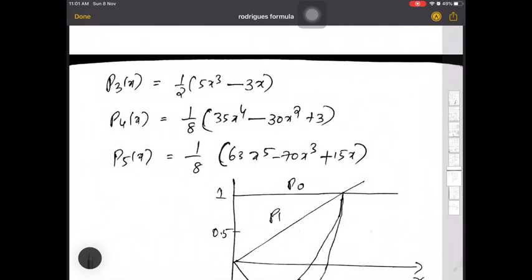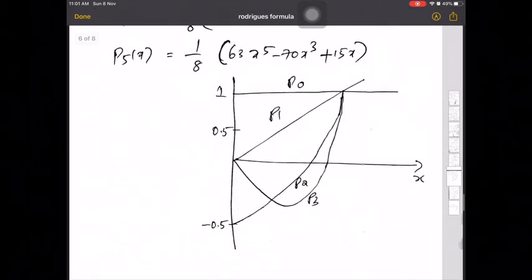Also, you can plot this. P0 is 1, the value of P0 is 1, so that's why you are getting a straight line here. P1 is x, so that's why you get a straight line like this. Okay, because P1 is x, as x increases, P1 also will increase linearly. And this is P2 of x, this is P3 of x. Okay, so you can get the various P0, P1, P2, P3, etc.